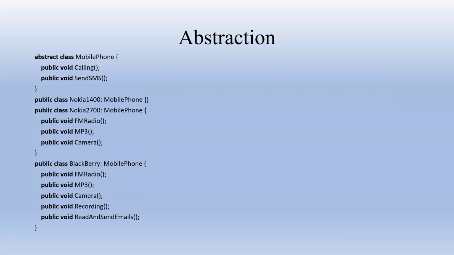Now we have three child classes: Nokia 1400, Nokia 2700, and BlackBerry. The first child class, Nokia 1400, is inheriting this mobile phone. So both these methods, calling and send SMS, will be available to the Nokia 1400 class, and it can override this functionality or implement the logic as it wants. Then we are inheriting this mobile phone class into the second child class, which is Nokia 2700.